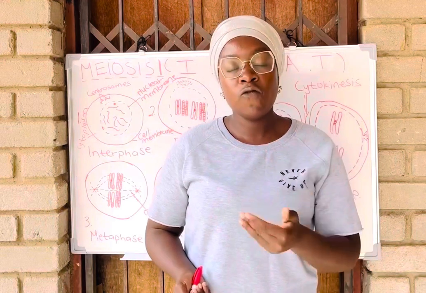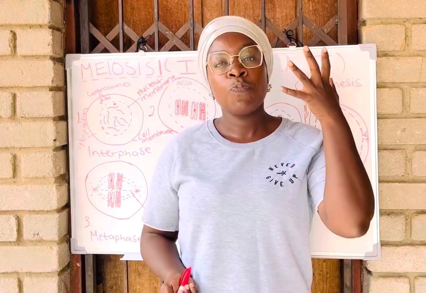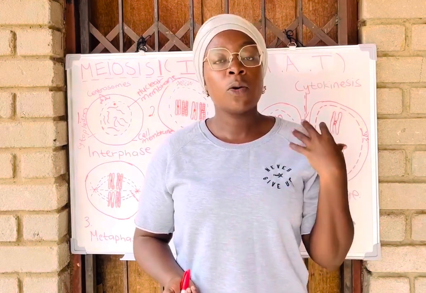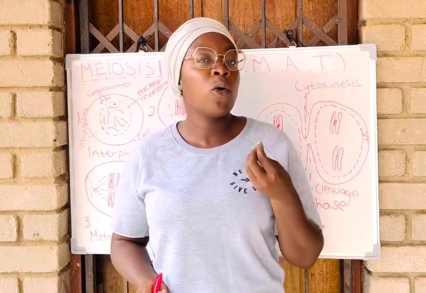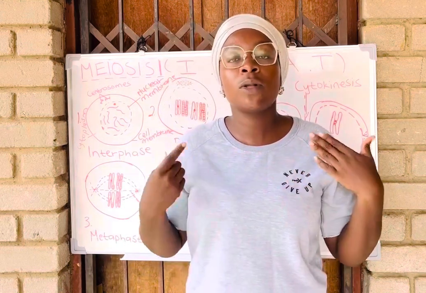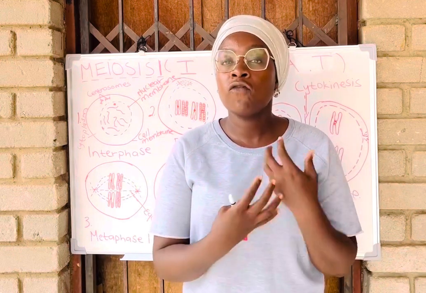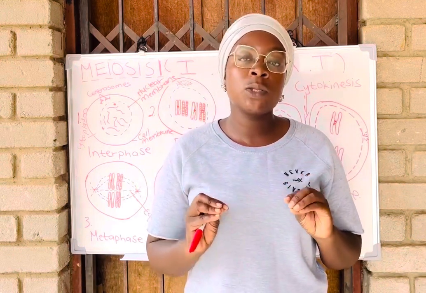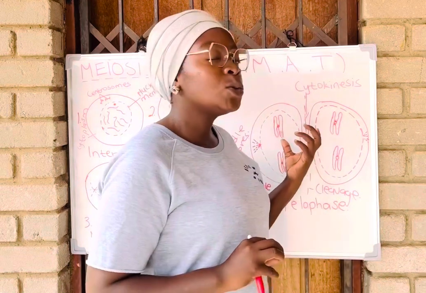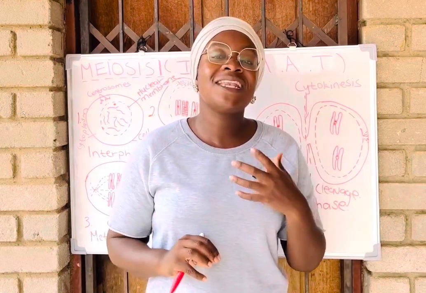We have to move again to meiosis 2. So with meiosis 2, we are not going to have interphase because we already did have interphase. Already we did have the formation of chromosomes. And then what is going to happen is these two cells are going to further divide.